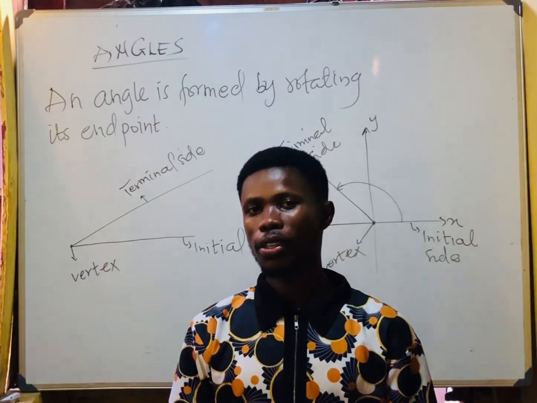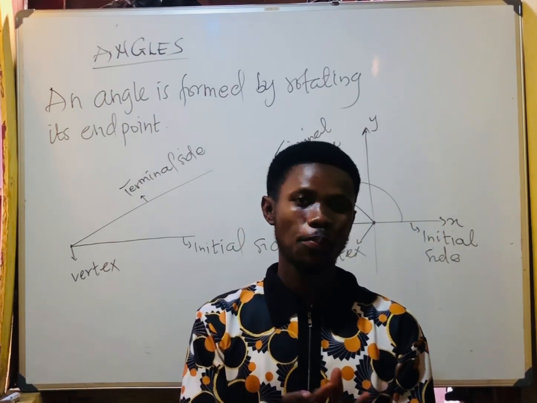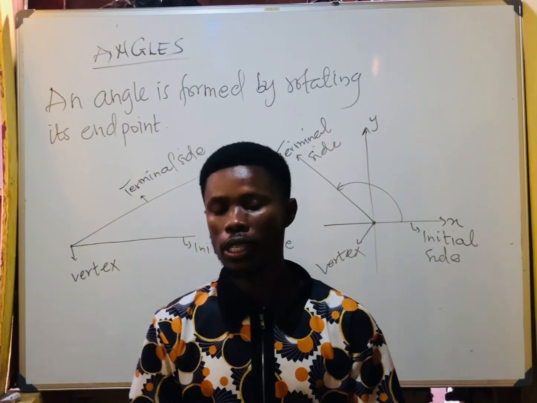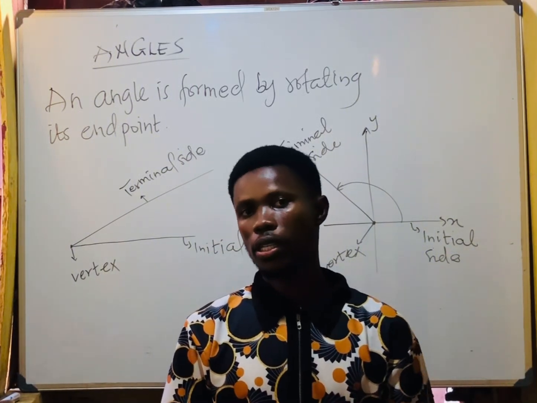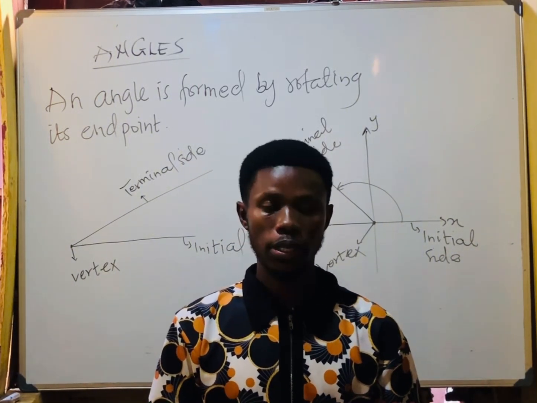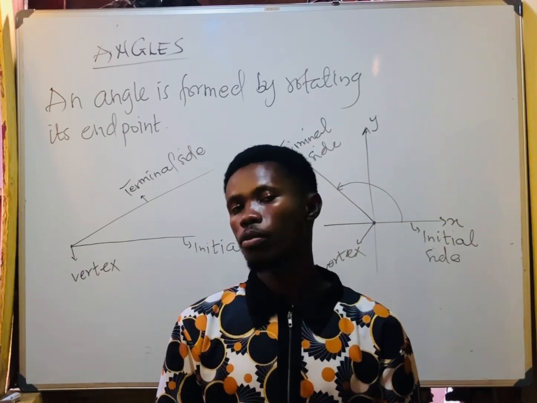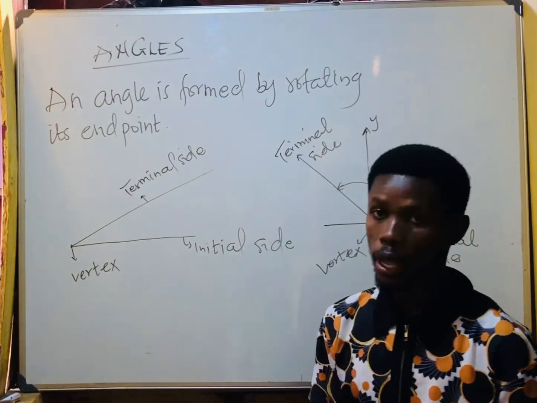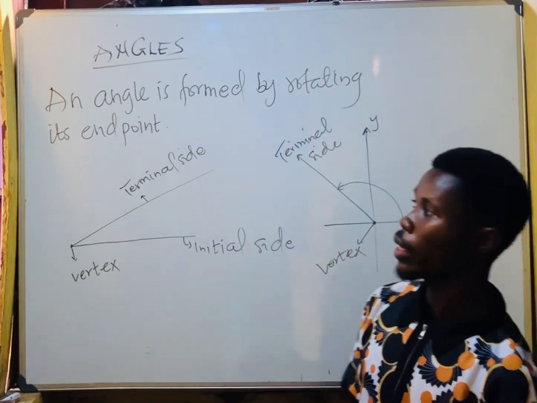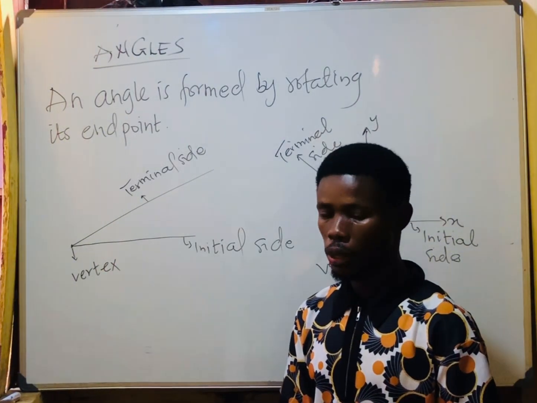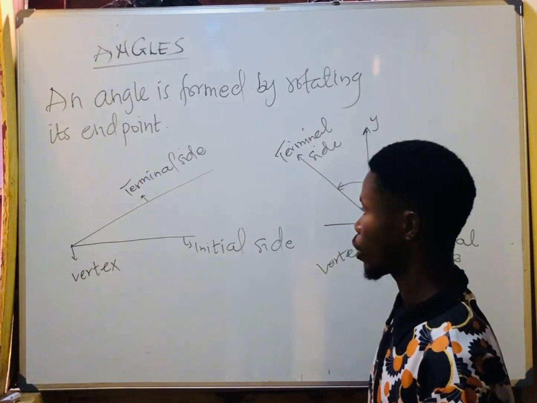And we all know that angles are formed when two lines meet at a common point. That's what we were taught in SHS, and it's never a lie. It's a true statement. Is that okay? In the same way, we can also say that an angle is formed by rotating its endpoint. Is that okay? So what you are saying is very simple.